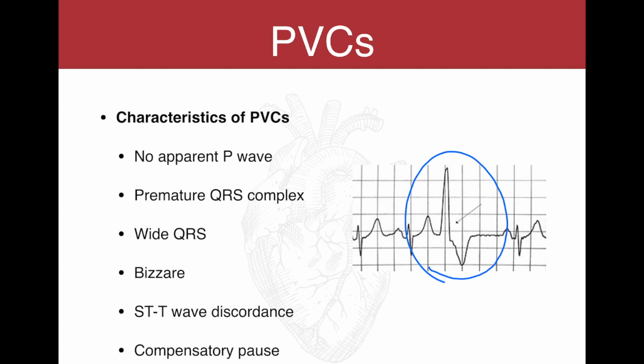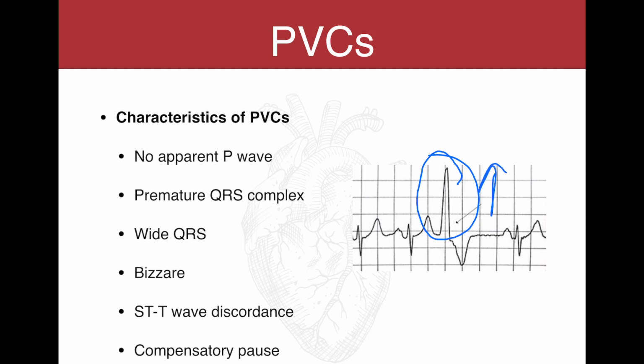Another thing I want to make sure we talk about is ST wave discordance. I do have an entire slide on that here in a minute, but I'll go ahead and point that out for you here. ST wave discordance just means that the ST segment and the T wave are going to point in the opposite direction of the QRS complex. So in this example, the PVC that we have is mainly positive. In other words, it's upright, and the majority of it is going up, right?